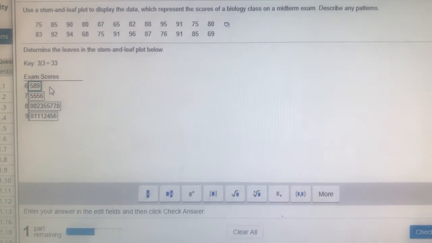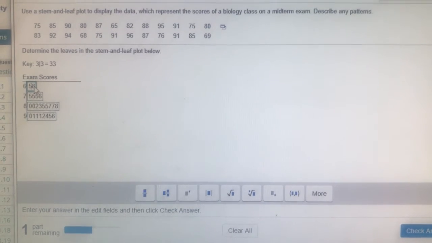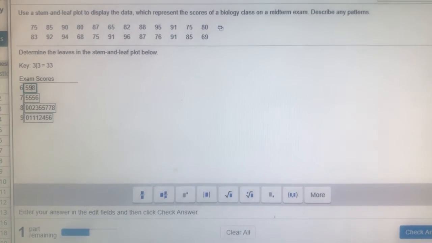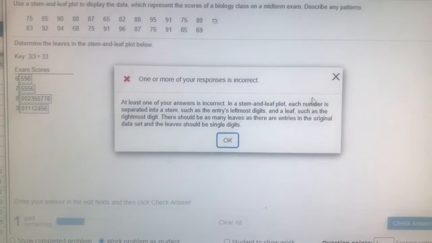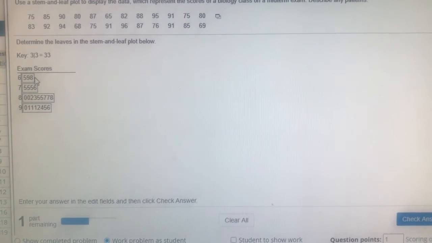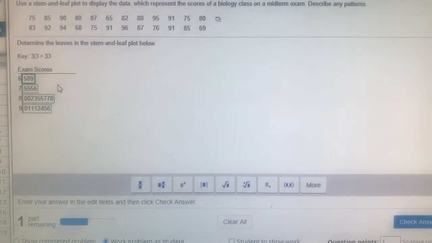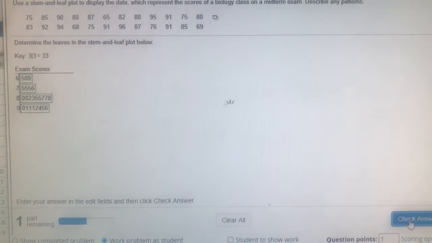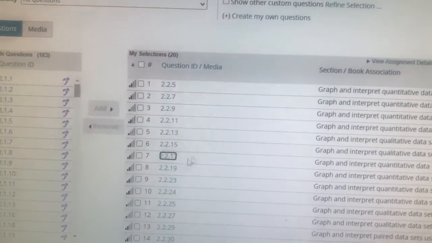Now I just want to show you this real quick. If I did not put them in order, like if I put the 9 right there in front of the 8, it's not in order. And if I check it, it's going to tell me I got a mistake. Okay. The 9 needs to be after the 8. So let's just put the 8 and then the 9. And now check it. So you got to have them all in there perfectly. Okay. Let's go down to this one.